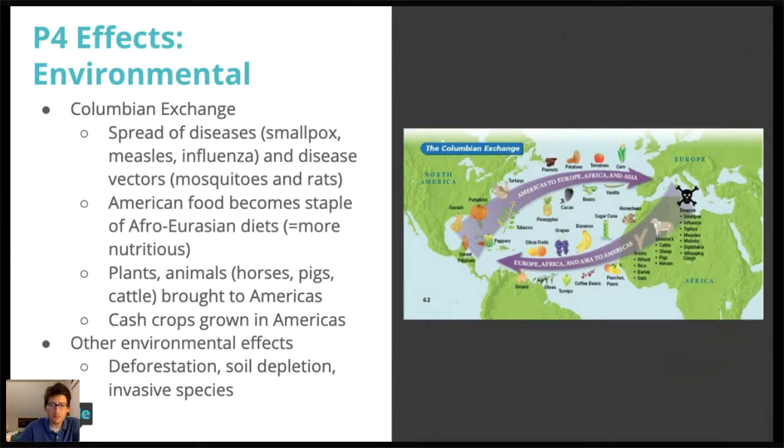Goods moving, or plants and animals moving from Afro-Eurasia to the Americas, horses, pigs, cattle, that's going to completely change the landscape of the Americas, lead to deforestation, in some cases soil depletion. We also see kind of invasive species come over and change the landscape of the Americas. And then, of course, cash crops, which are brought to the Americas. So we see massive deforestation with the development of plantations. So those are some of our environmental effects.